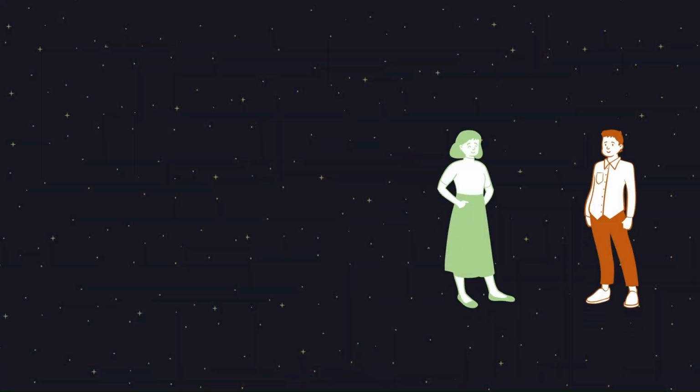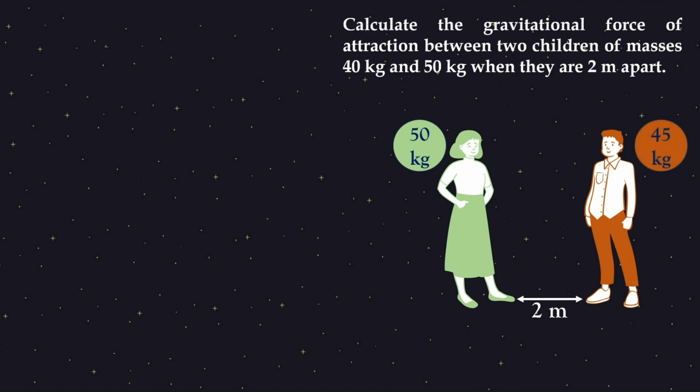Now you have understood the effect of mass and distance on gravitational force. What is the gravitational force experienced by humans? Let us find it out through a problem. Here, two children are standing apart at a distance of 2 meters, and one of them has a mass of 50 kg and the other has a mass of 45 kg. Let us calculate the gravitational force of attraction between these two children.